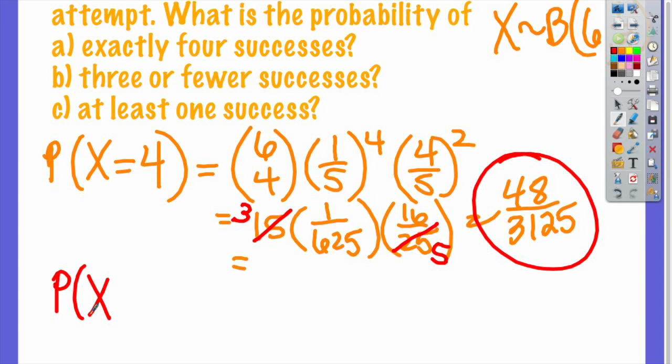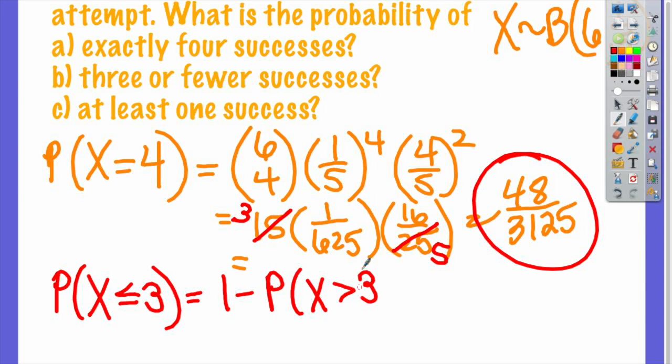X is less than or equal to 3. Which means, if you want the probability of this, that means just the probability of getting 0, 1, 2, and 3, or the opposite of greater than 3. The complement of anything greater than 3. 1 minus the probability of anything greater than 3, which would be 4, which we just found, 5, or 6. So much easier.